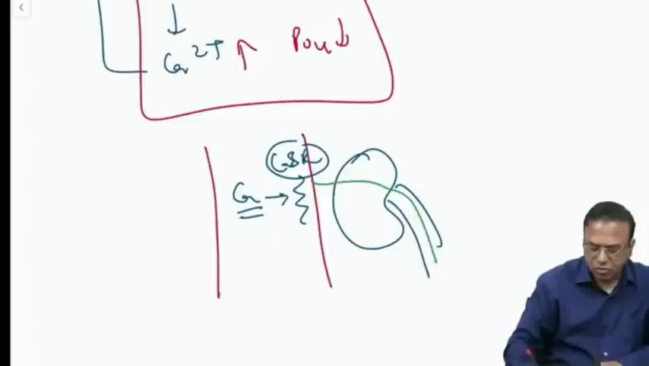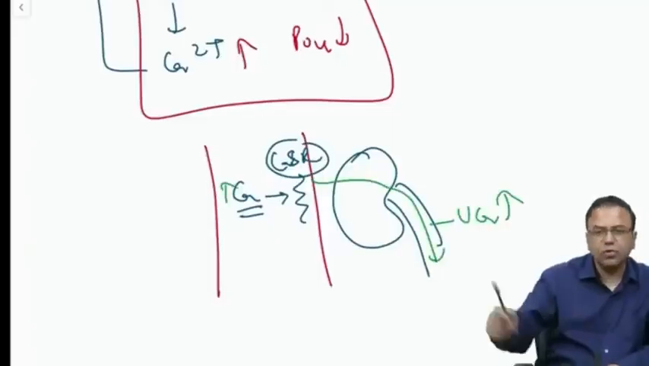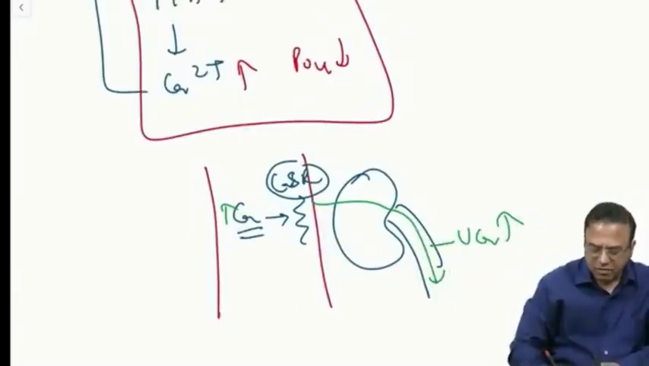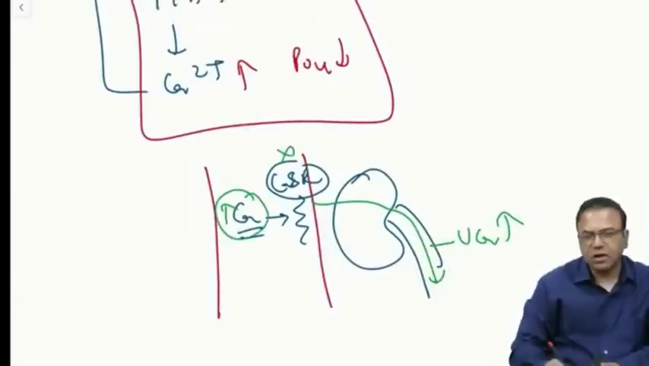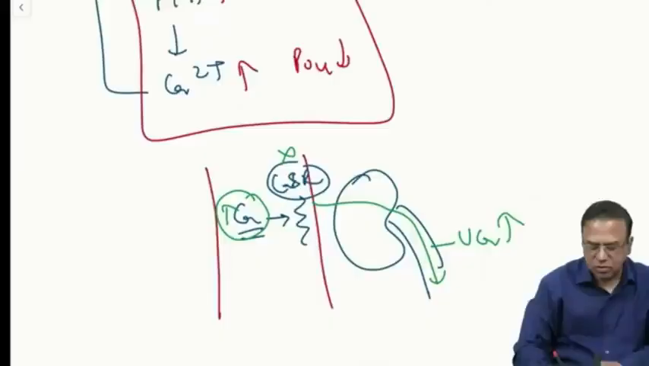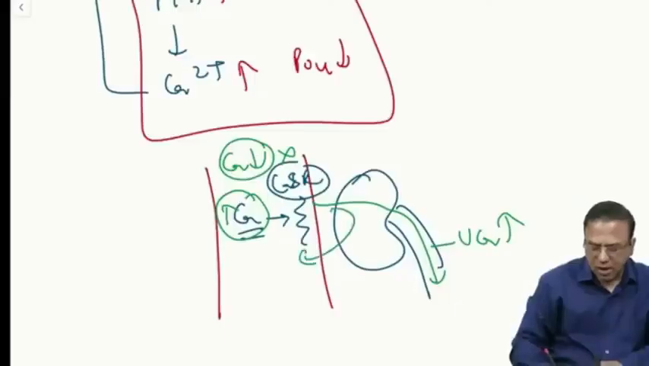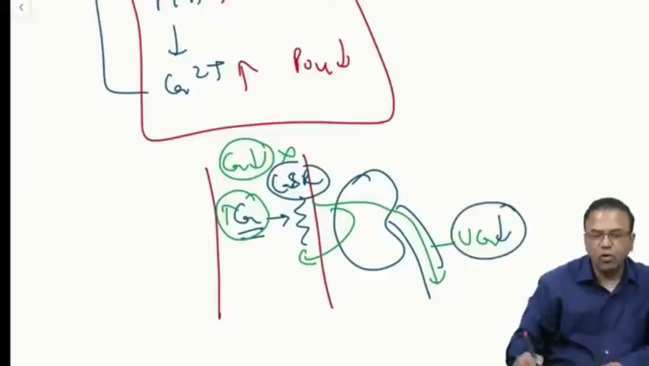Whatever calcium is there should go in the urine. Okay, urine calcium should increase. So whenever it's high in the blood, it should go in the urine. But the calcium sensing receptor is defective. Even though calcium is high, it's not sensing it. In fact, it is sensing it as low calcium. It will reabsorb the calcium back and it will not allow the calcium to go in the urine. So what you end up seeing in this patient is a low urine calcium.